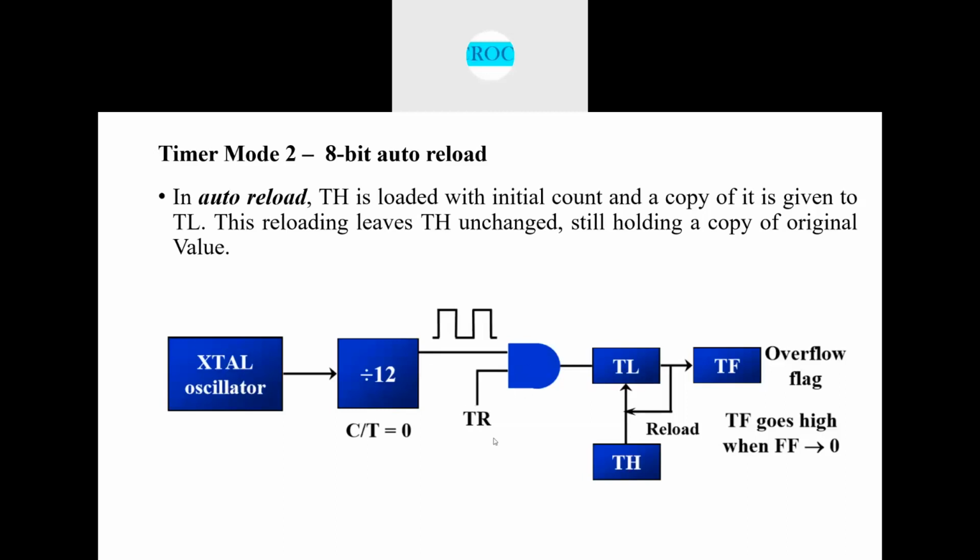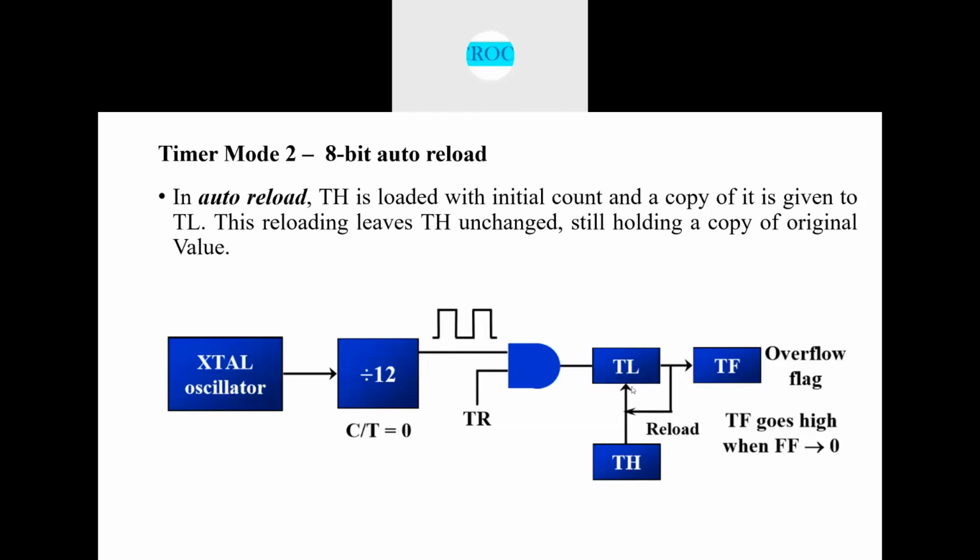If the TR bit, maybe TR0 or TR1 depending on which timer is used in mode 2, is set and it receives the clock cycles, the TL register will count the number of clock cycles. If one clock cycle is received, the TL will increment by 1. As the number of clock pulses increases, the count in the TL register will keep on increasing. Since it is an 8-bit register, the maximum count we can have is 256.